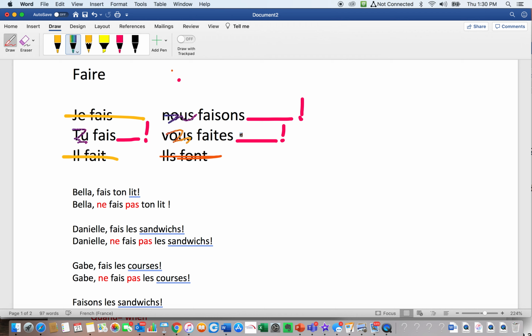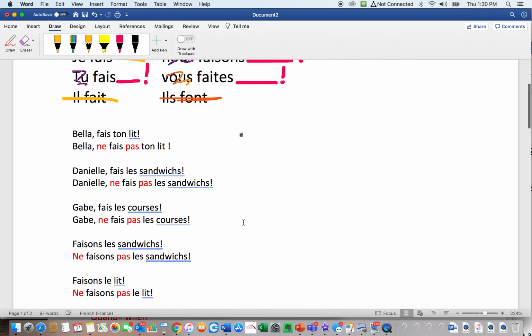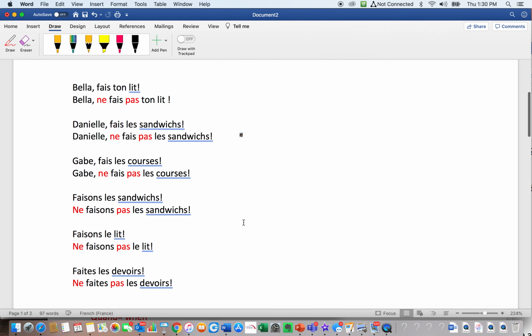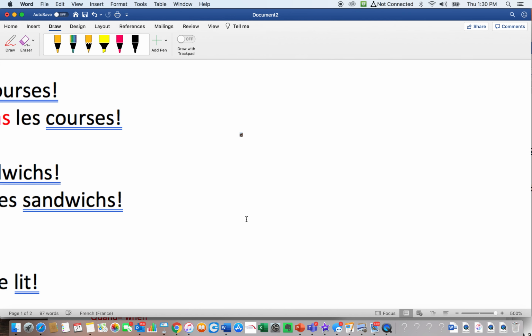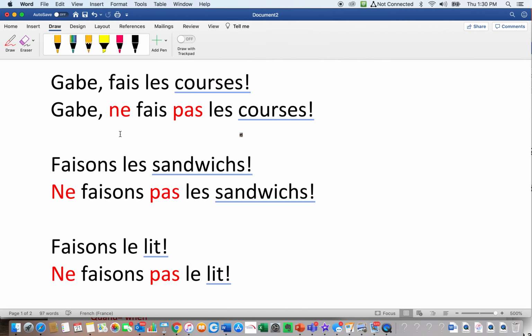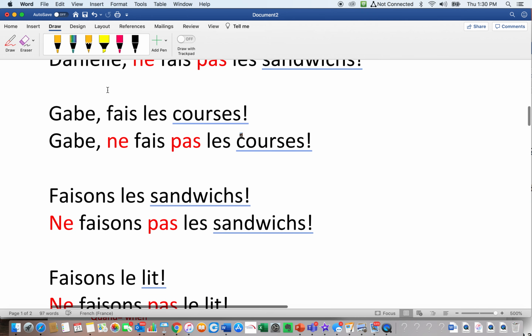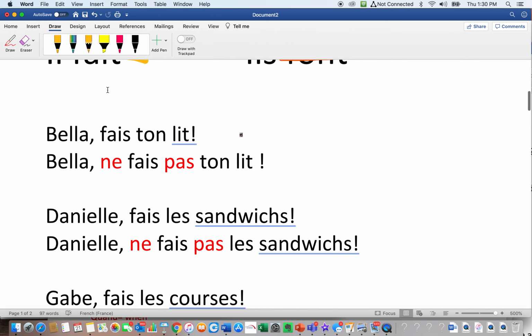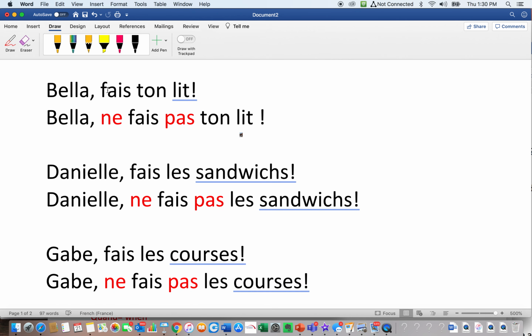In today's class, we talked about how to make them negative. And the way we make them negative is just like you've always done, you put ne pas around the verb, okay? Yay, that's pretty cool. So look, we'll start with Bella. We should yell at Bella. Never lose an opportunity to yell at Bella. Bella, fais ton lit. But if we want to make it negative, we locate the verb and we put ne pas on either side of the verb. So we have Bella, ne fais pas ton lit. Daniel, fais les sandwiches. And then we have Daniel, ne fais pas les sandwiches.